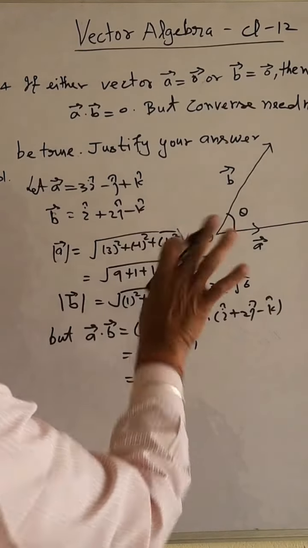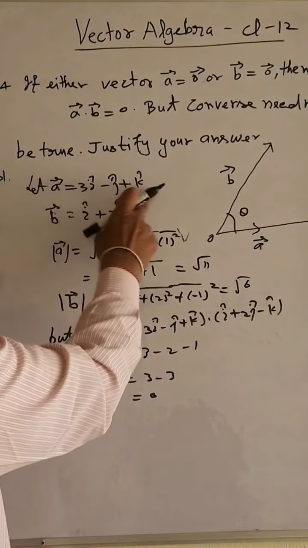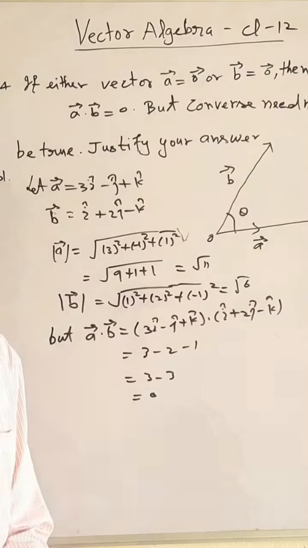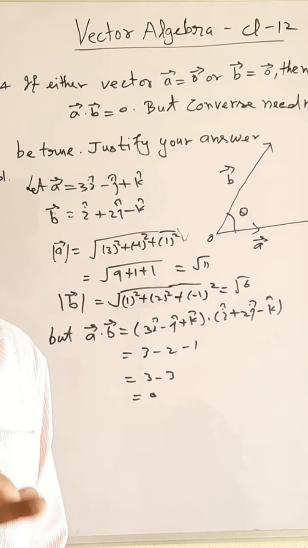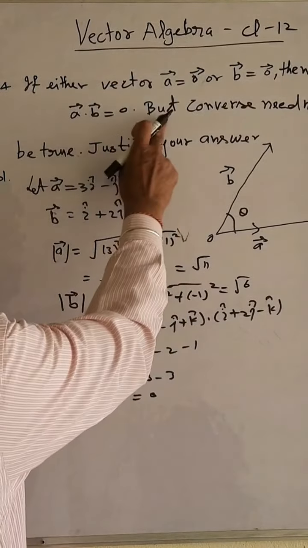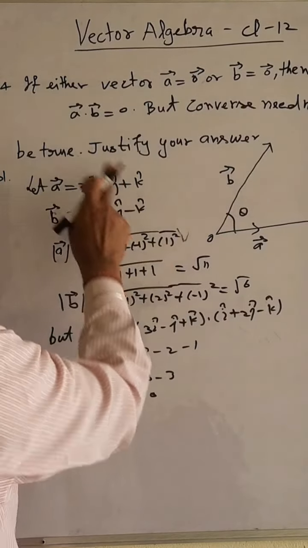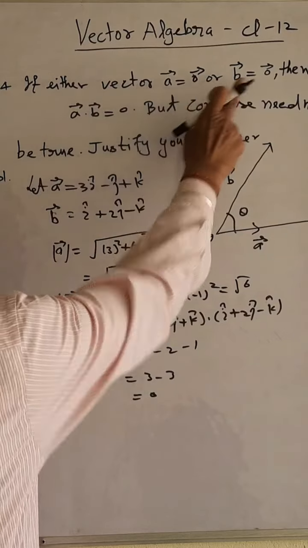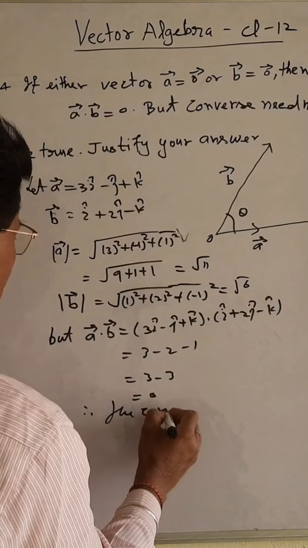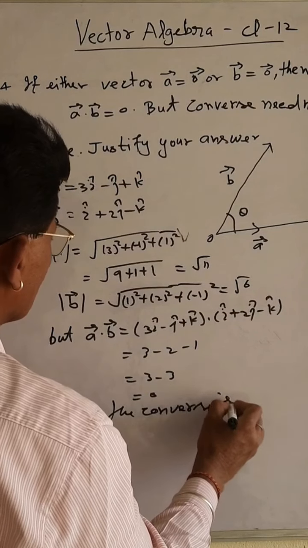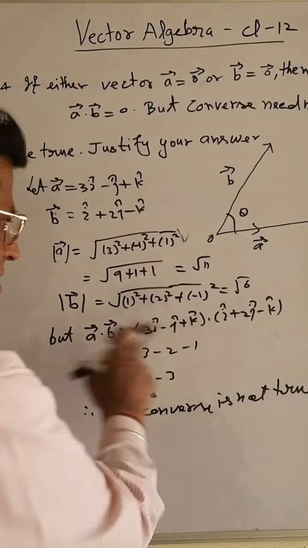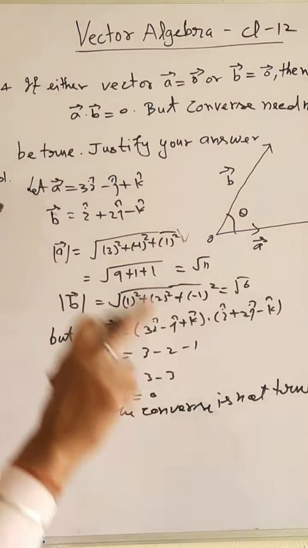Actually, these are non-zero vectors, because their magnitudes are root 11 and root 6. The magnitude of a zero vector would be 0. That is why its converse is not true: the dot product is 0, but vector A and vector B are not 0. So the converse is not true. You can give some more conditions here. Converse means if and only if.